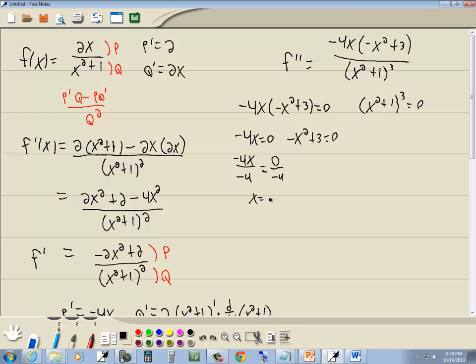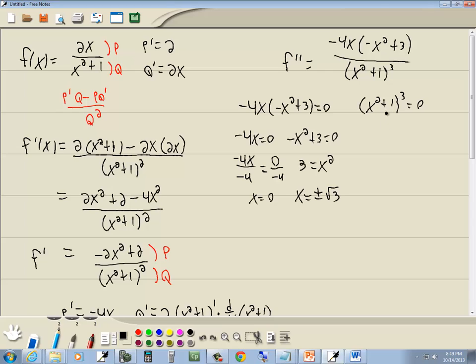And we get x is equal to 0. Now here I'll take negative x squared to the right side, and we get 3 is equal to a positive x squared. Now square root property. If you got something squared equal to the other side, you drop your squared and put a plus or minus square root on the other side. So we get x is equal to plus or minus square root of 3.